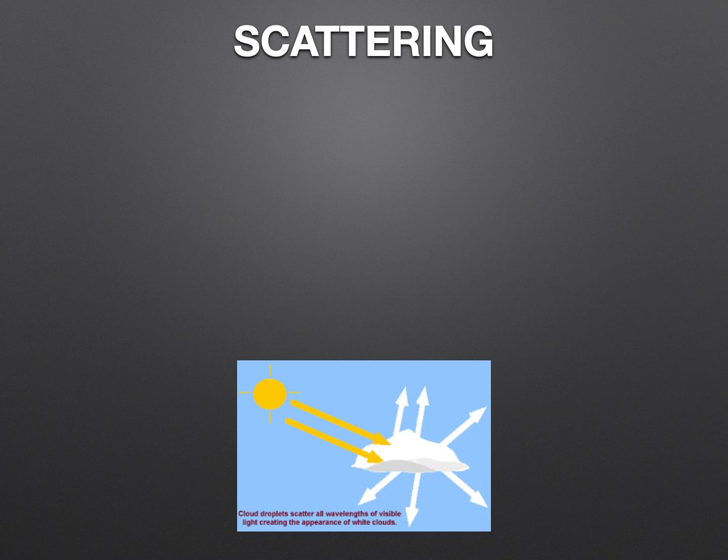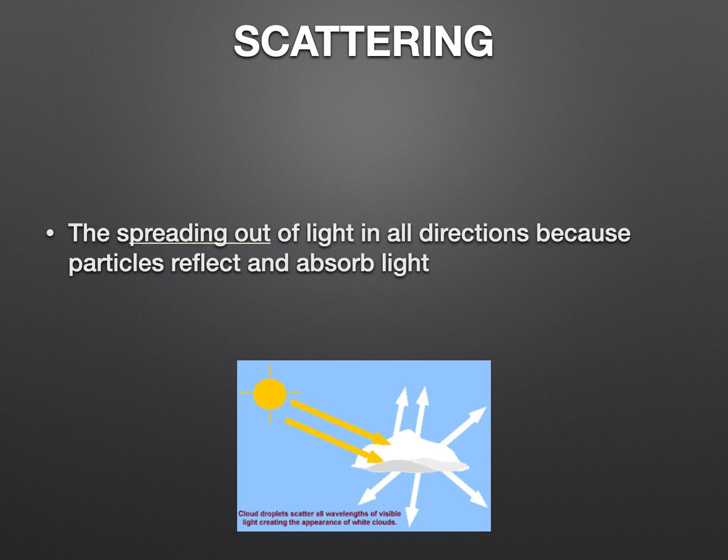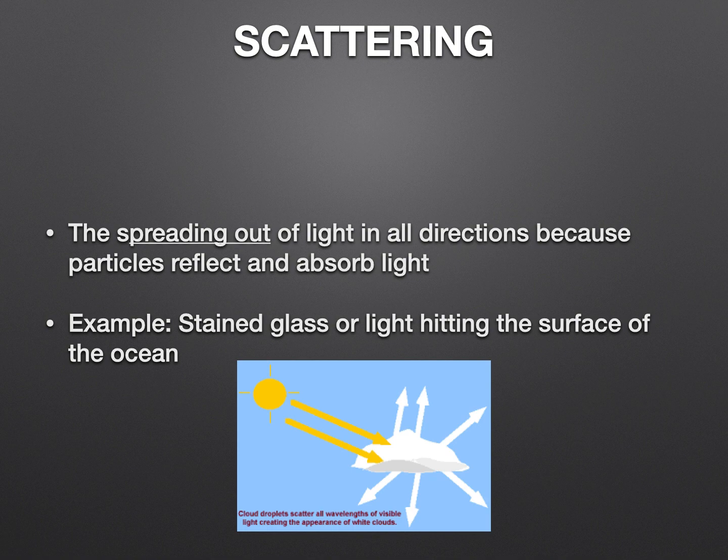Scattering, think about it like if a bug scatters, it goes out in all directions. This is kind of the same thing. Scattering is the spreading out of light in all directions because the particles reflect and absorb. There's a combination of different wave behaviors making scattering happen. An example would be a stained glass window or light hitting the surface of the ocean, because the light will go in all directions. And with stained glass, you get to see all these different colors, and some light comes through and some light does not come through because it's getting scattered around.